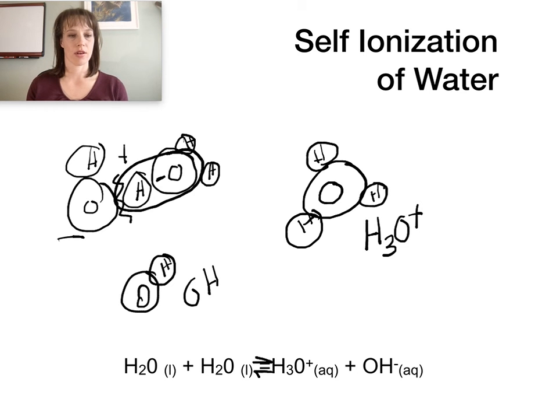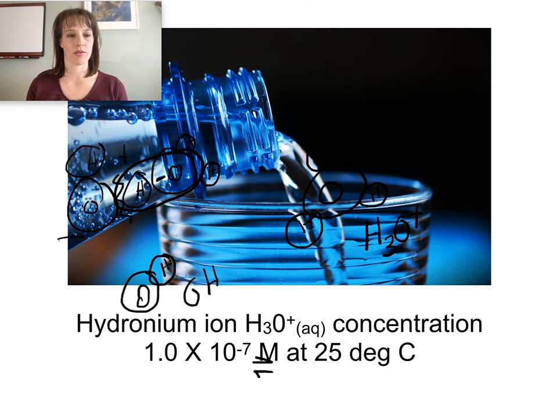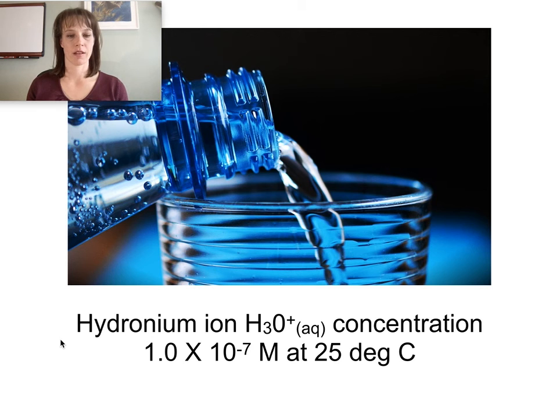And so the question is, how often does this actually happen, where the hydrogen ion is broken off and becomes a hydronium ion? So we have here in pure water at 25 degrees Celsius, actually, it only happens 1 molecule in 10 million molecules. So the concentration is 1 molecule in 10 million, and that's in molar.